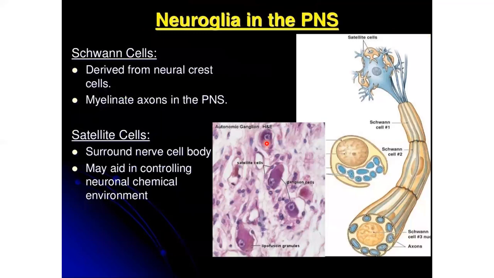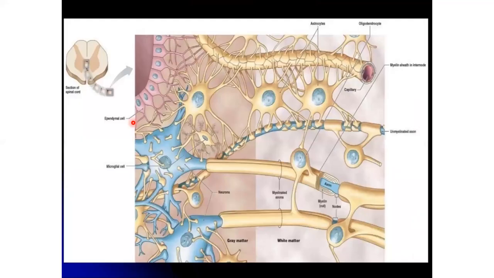Then coming to the neuroglial cells in the peripheral nervous system. In the peripheral nervous system, we have Schwann cells and satellite cells. Schwann cells are derived from neural crest cells and myelinate axons in the peripheral nervous system, whereas satellite cells surround a nerve cell body and may aid in controlling the neurochemical environment. So these are the satellite cells and Schwann cells.